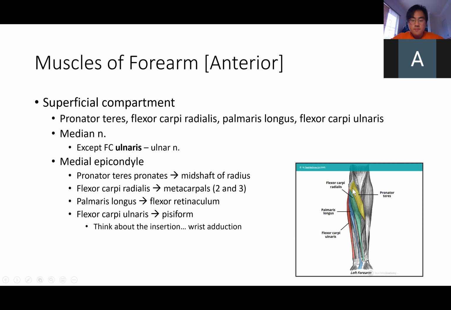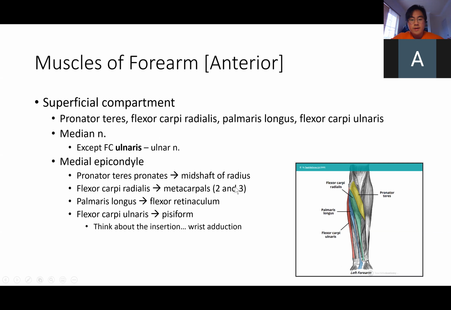Because if you can imagine, the muscle contracts, it would sort of rotate. It would bring the radius over. It would rotate the radius, aka pronate the radius. Next, we have the flexor carpi radialis. So a flexor of the wrist on the radial side. So it makes sense that it goes to the radius bone or the radial side. And because it flexes the wrist, it will insert somewhere near your metacarpals.